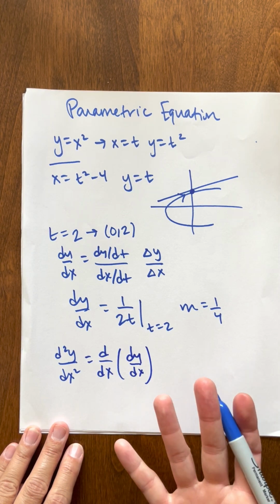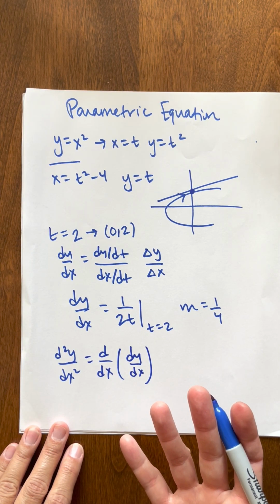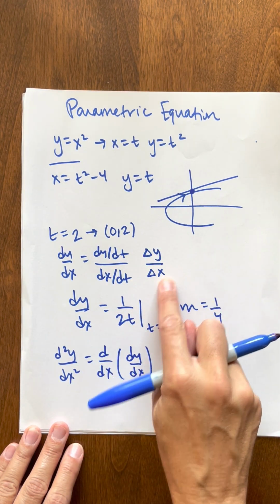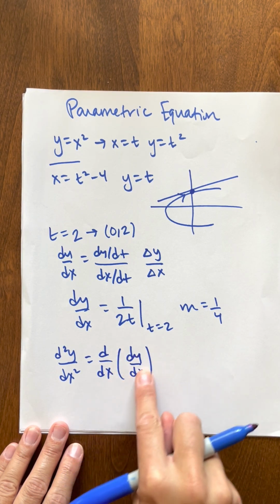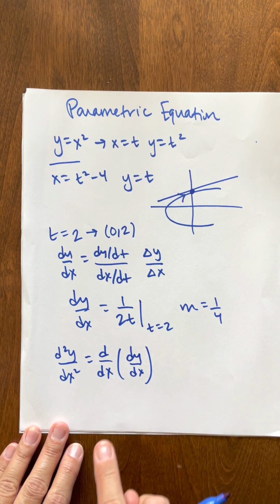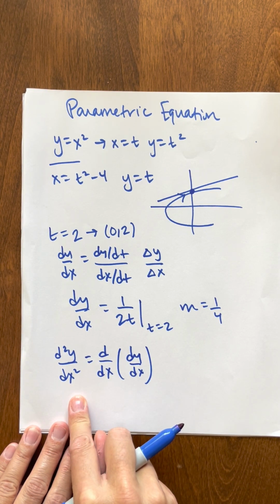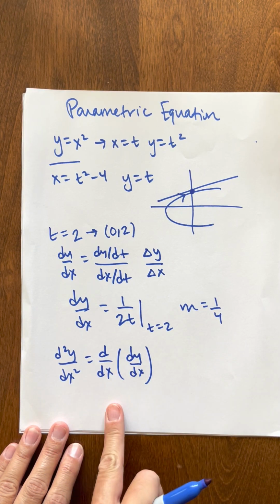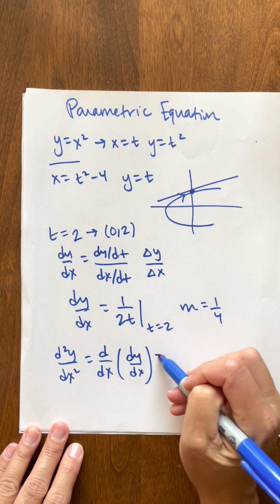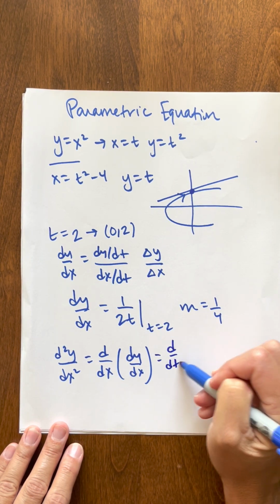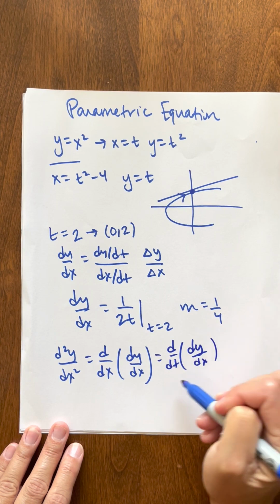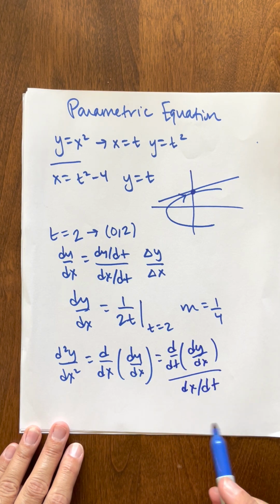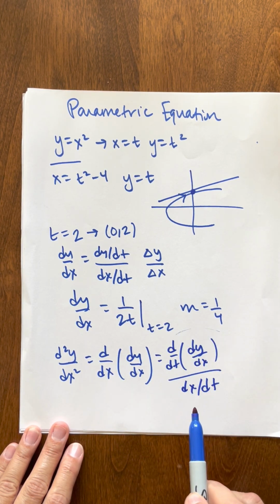But everything here is in terms of t. So what I really need to do is the derivative with respect to t, so just like here, I did change in y over change in x. Here, I'm going to need change in slope over change in x, because remember, this is our concavity. This is the rate of change of the derivative. So I want to know how the derivative is changing with respect to t as x changes. So this is going to be the derivative with respect to t of dy/dx over dx/dt. So this is always how we're going to find the second derivative.